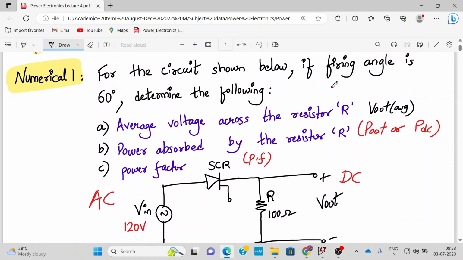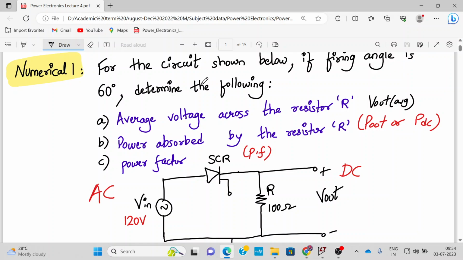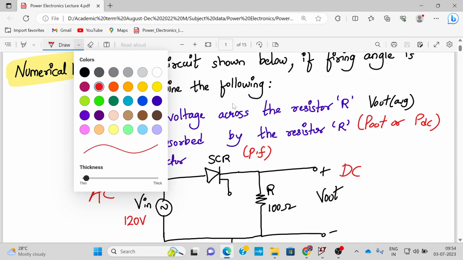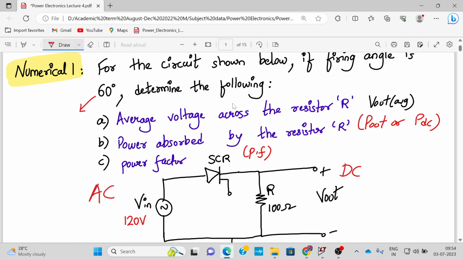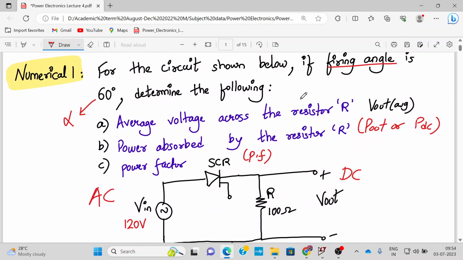Numerical number 1 statement is, for the circuit shown below, if the firing angle is 60°, determine the following. What do you mean by firing angle? Firing angle is alpha, right? So alpha is 60°. It is also called the firing angle or delay angle or triggering angle. All are one and the same. So for the firing angle of 60°, determine the following.